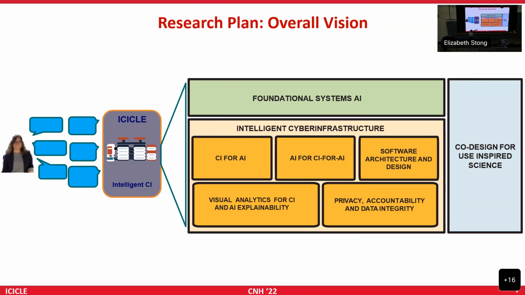So then, of course, there are a lot of issues. Anytime we talk about an AI solution, explainability is a big focus. That is also there. And then privacy, accountability, data integrity, the software, and then co-design, and a lot of foundational systems AI challenges. So how do I create knowledge graphs? Where do I put the models? How do I design model commons? How do I do adaptive AI? Those are the real research challenges.